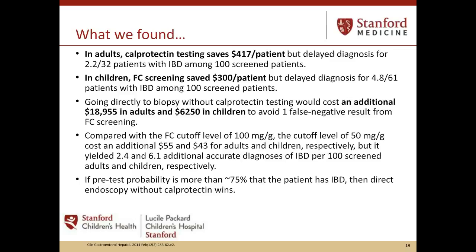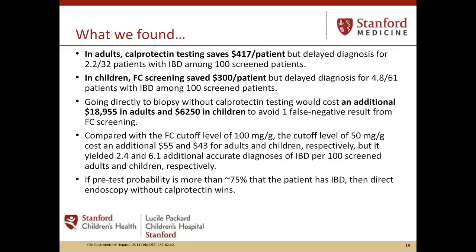By simply doing endoscopy without even considering fecal calprotectin testing, it would cost an additional almost $19,000 in adults and over $6,000 in children to avoid one false negative result from fecal calprotectin testing. So the few dollar amounts needed to do the fecal calprotectin testing in a scenario where the clinician is stuck between irritable bowel syndrome or inflammatory bowel disease, it is very cost effective to do the fecal calprotectin testing.